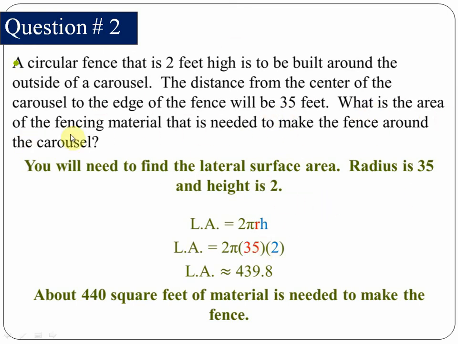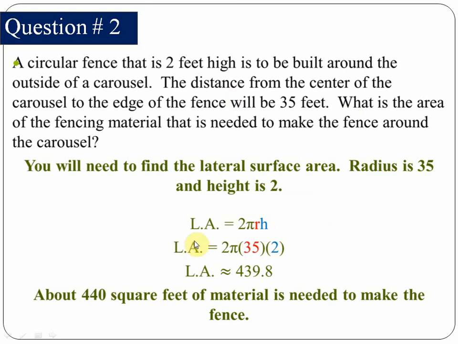What is the area of the fence material that is needed to make the fence around the carousel? He is asking how much material is used to build the fence around the carousel. So we have to find the curved surface area of the fencing material. The radius is 35 feet and the height is 2 feet.